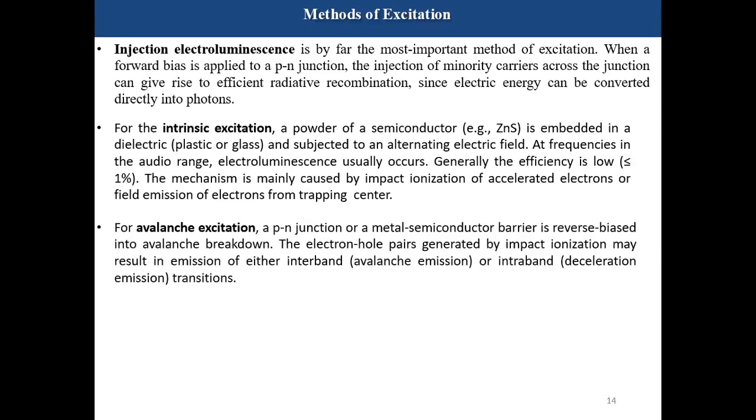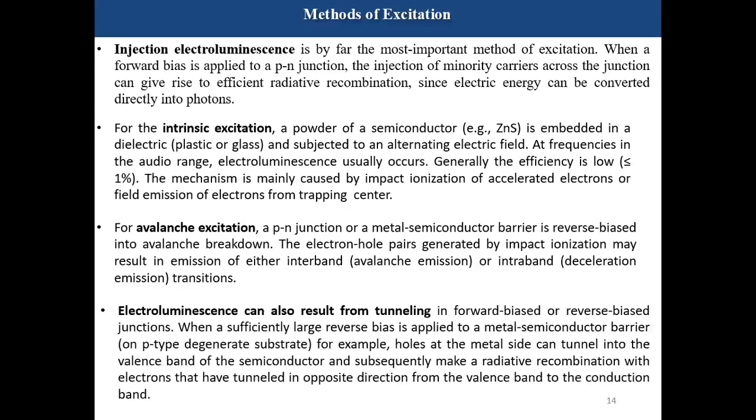Whereas for an avalanche excitation, a p-n junction or a metal semiconductor barrier is reverse biased. For an avalanche breakdown, the electron-hole pairs generated by the impact ionization may result in emission of other interband, which is an avalanche emission, or intraband, decelerated emissions.